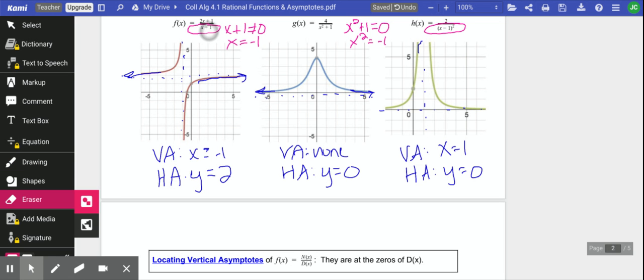Now, to find horizontal asymptotes, things get a little bit more complicated. Not a lot, just a little bit more complicated. So that's what this next table tells you on the notes. So I'm just going to erase this. We'll come back and look at these in just a second.